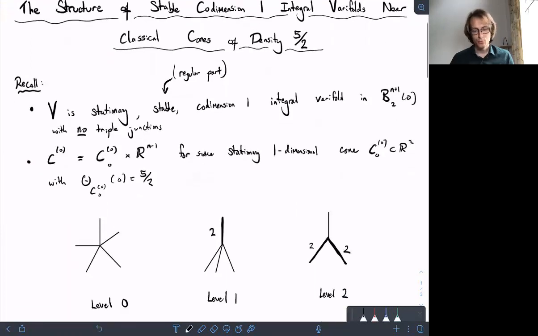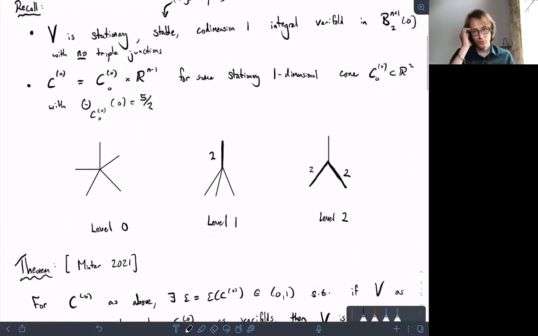And then, as before, we had these pictures as representatives of different cases that can happen. Level 0, level 1, level 2, which are the different cross sections that we can have depending on the number of rays that have multiplicity 2. From the stationarity condition, it's very easy to check that the rays in C0 naught have at most multiplicity 2. Can't have anything of multiplicity 3 or more. And then it readily follows that you can only have either 0, 1, or 2 multiplicity 2 rays.